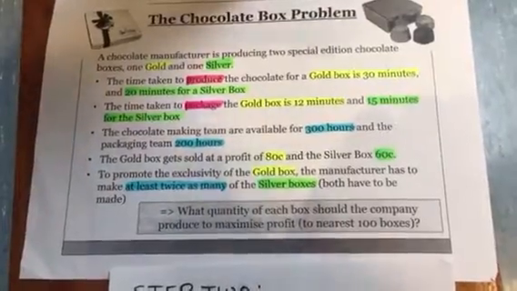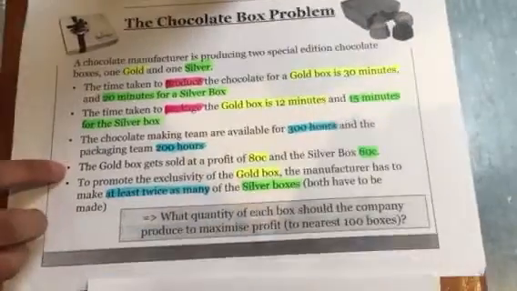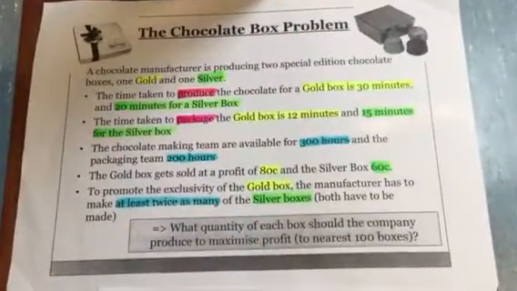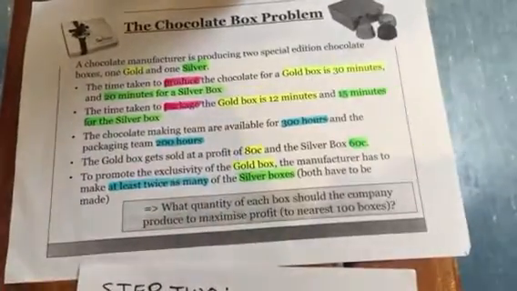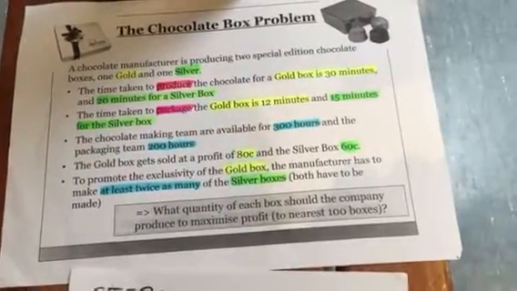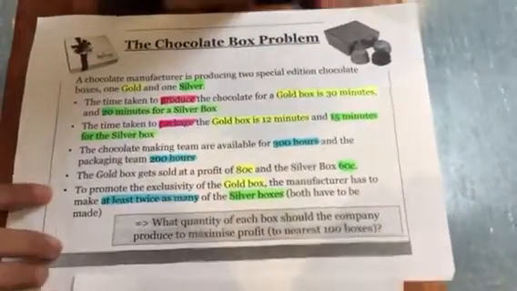The next constraint, the gold box gets sold at a profit. This is the objective function, and it's saying that the gold is sold for 80 cents each and the silver is 60 cents each profit. And the last one is a bit hard.